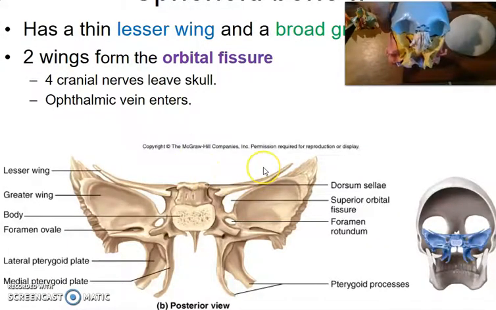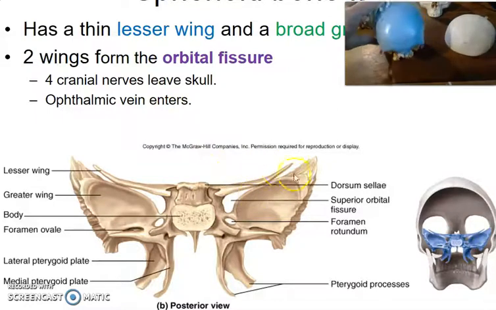Now, this view is the posterior view. And I can see the lesser wing right here. And I can see the greater wing. So see, the greater wing actually looks like a big giant moth or butterfly. It looks like it has horns for the lesser wings.